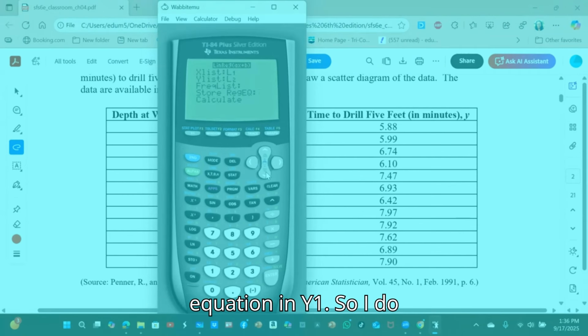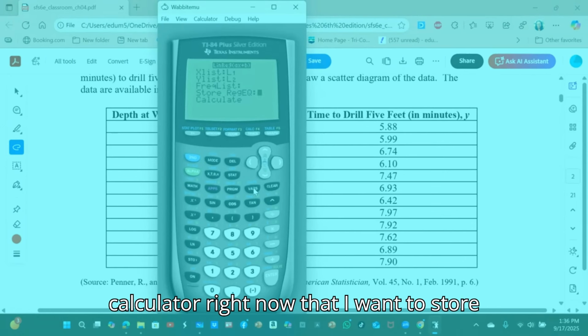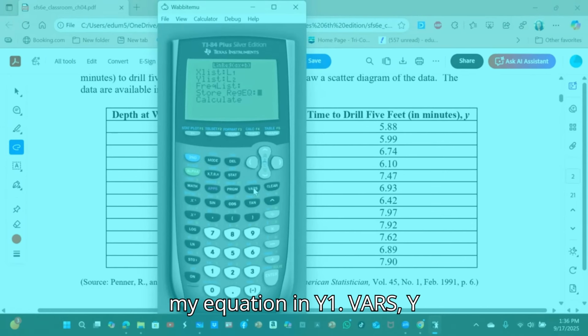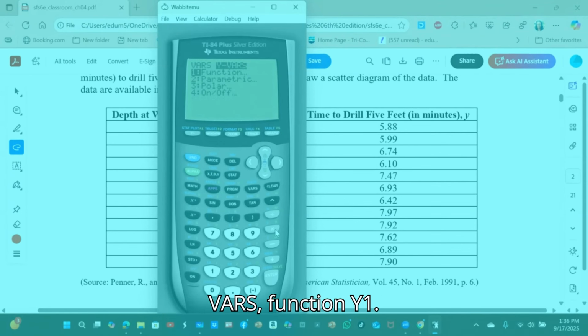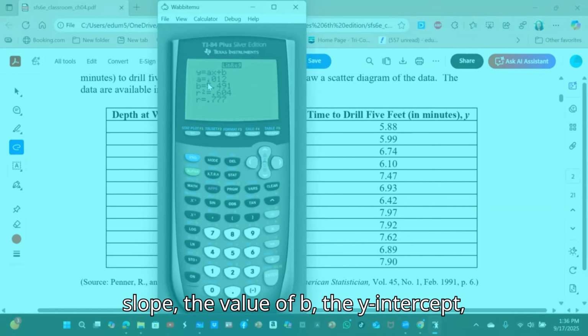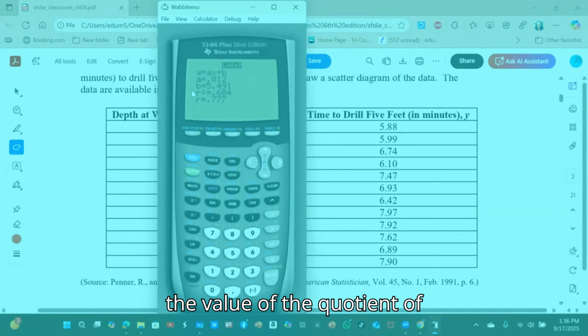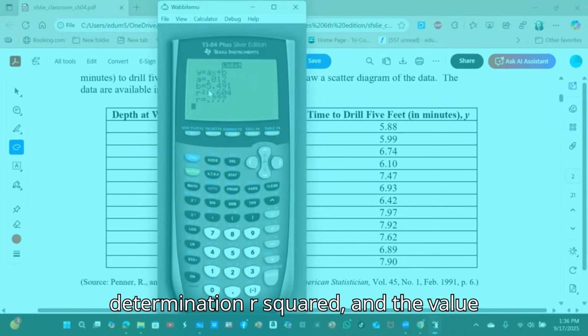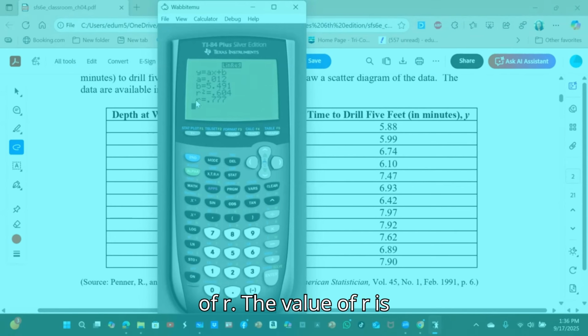So I just go to Vars. I'm telling my calculator that I want to store my equation in Y1. Vars, Y-Vars, function Y1. And I'm going to calculate. Hit enter. So notice that I have the value of A, the slope, the value of B, the y-intercept, the value of the coefficient of determination R squared, and the value of R. The value of R is 0.777. So now I can actually write this equation.